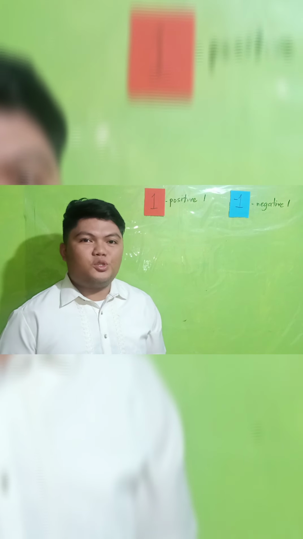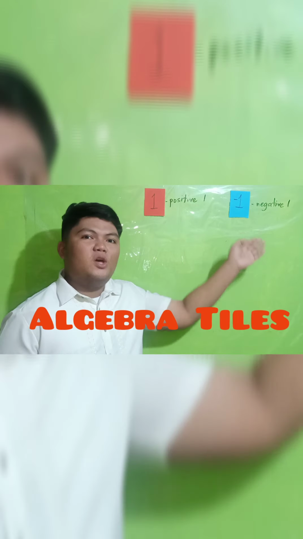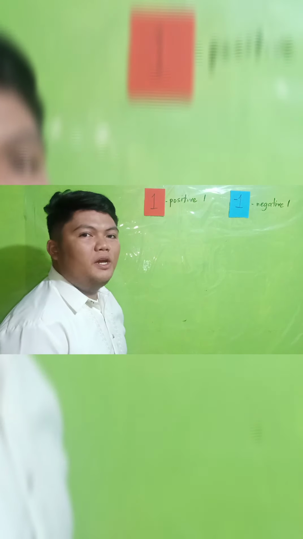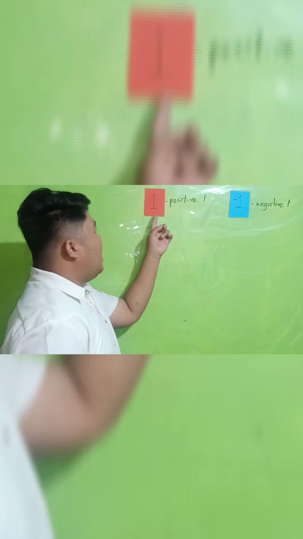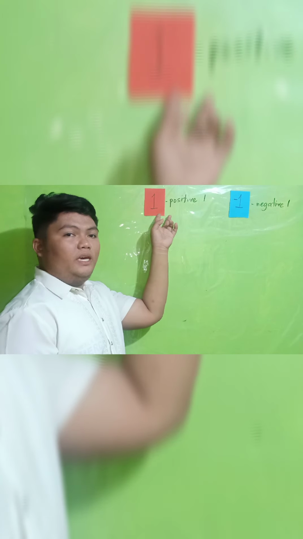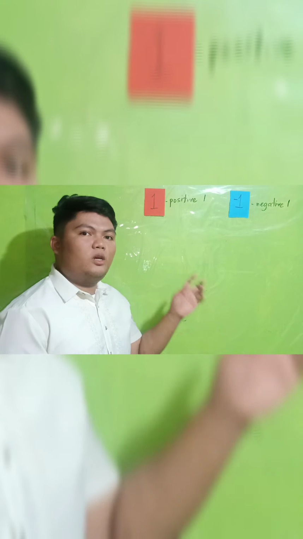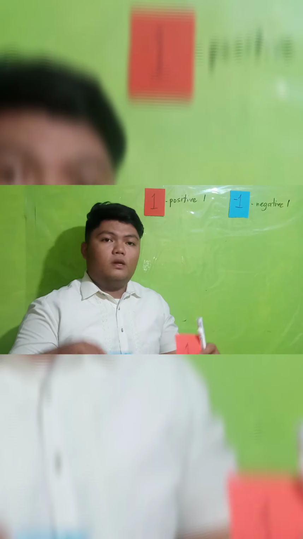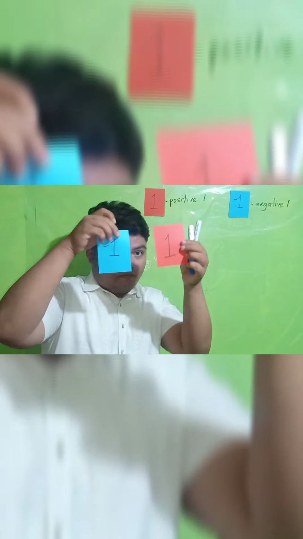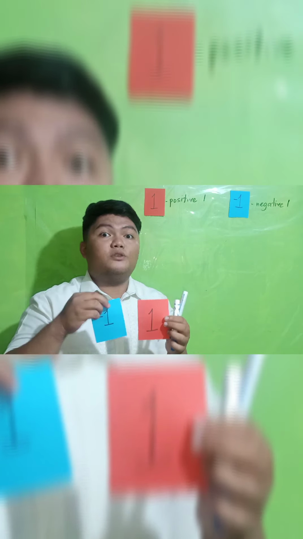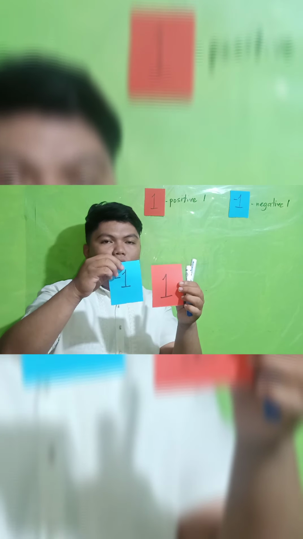And now, let's try to use algebra tiles to add integers. So we have here two types of tiles. We have the red tile, which is equivalent to positive 1. Another, we have the blue tile, which is equivalent to negative 1. Okay? So if we have one pair of a blue and red tile, the equivalent of this is 0. Okay? So a pair of blue and red is equivalent to 0.